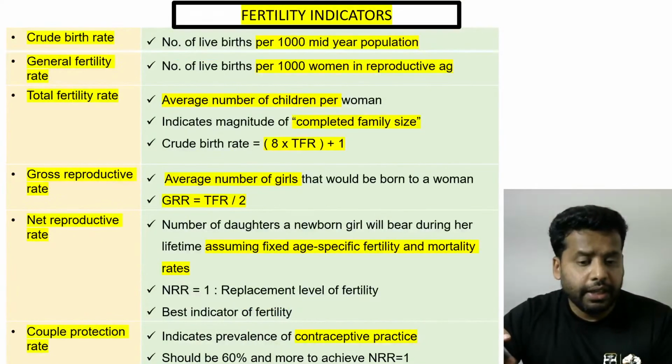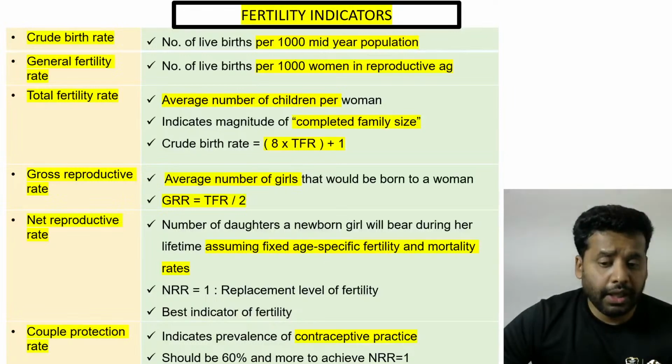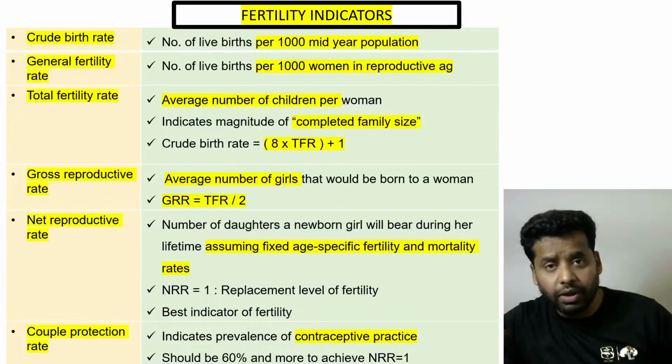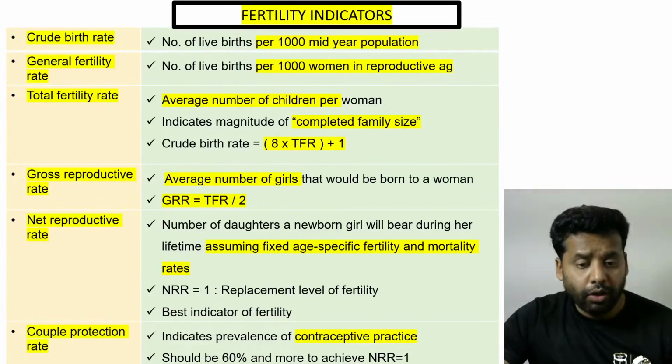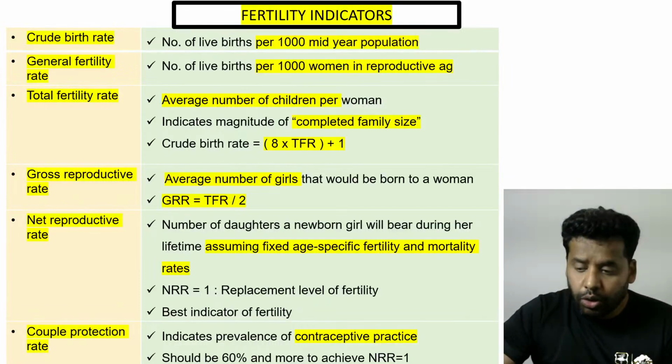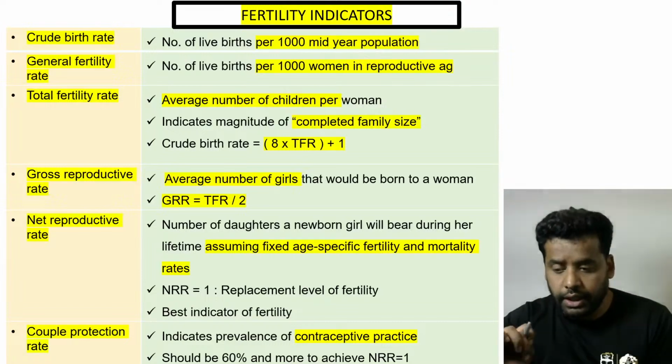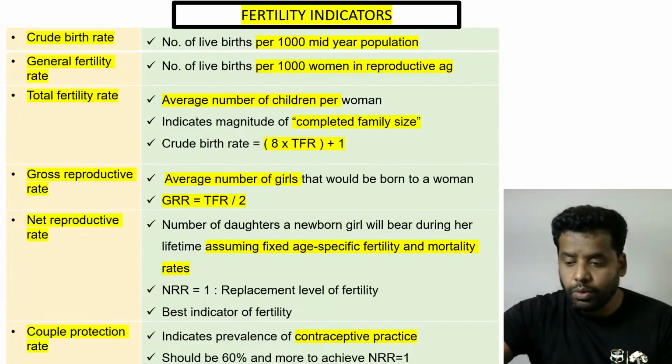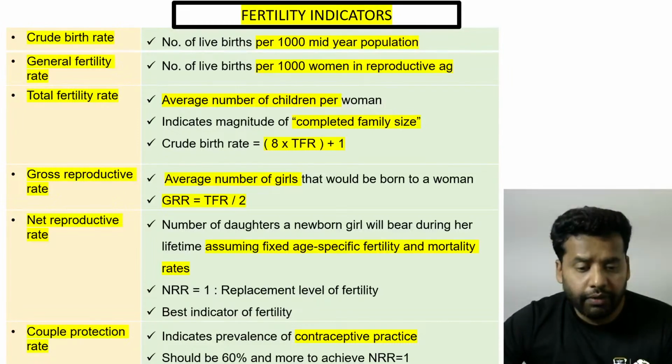So fertility indicators, again I'm telling, this is very repeatedly asked. When I started the session it was mortality indicators. Now I am discussing fertility indicators. What is the difference between crude birth rate and general fertility rate? See the words properly.